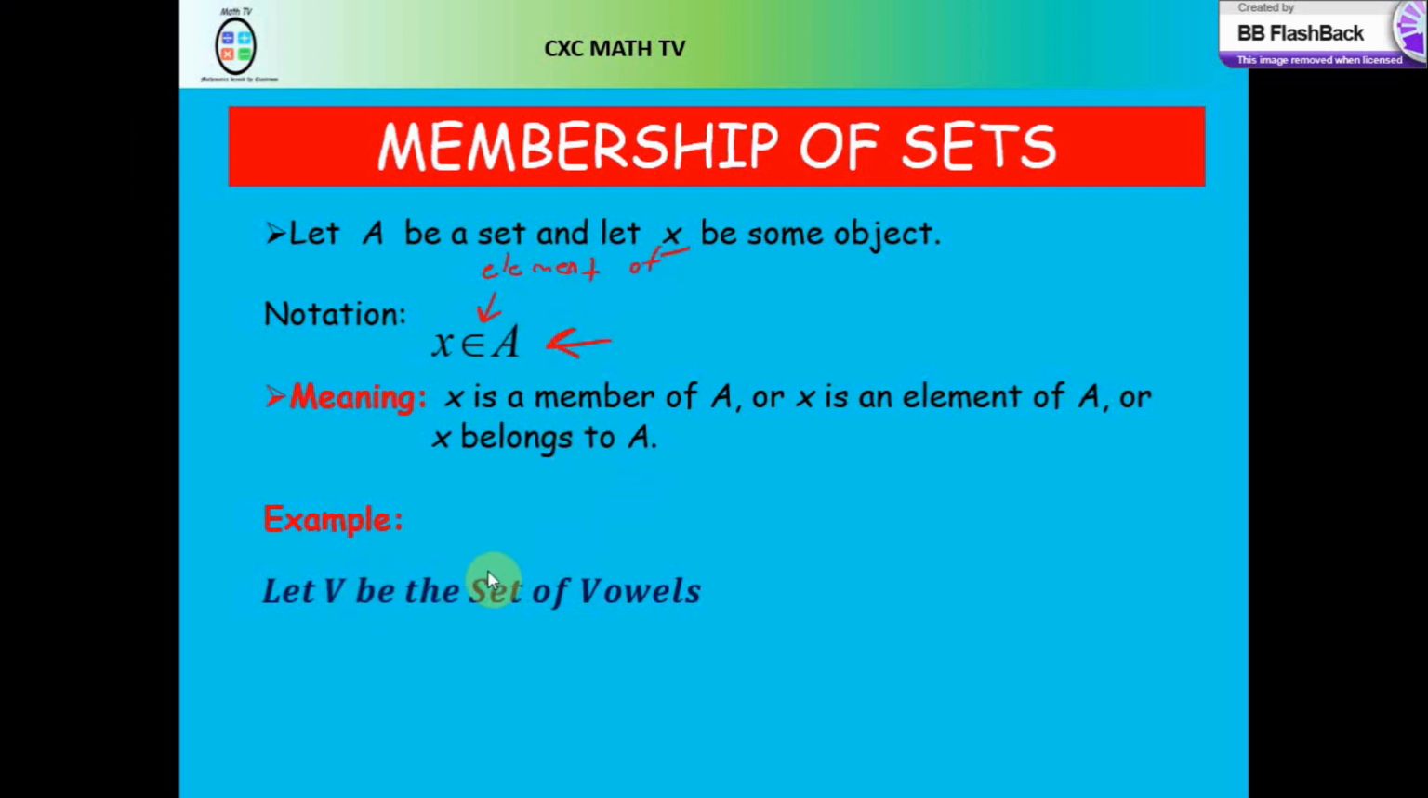For example, let V be the vowels. What are the vowels again? A, E, I, O, U, right? So in that case, we could say E is an element of V because E is a vowel. So E is inside of V. Now B is a consonant, and so B is not an element of V. And that's the symbolic notation.